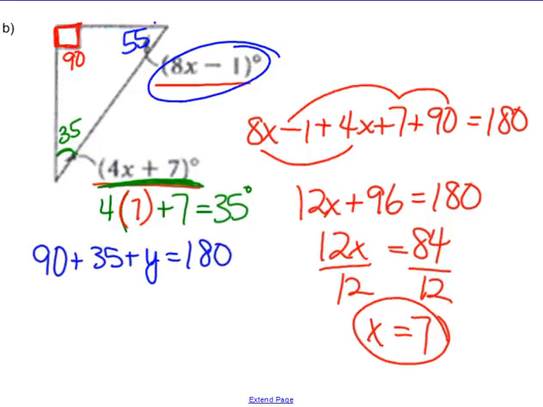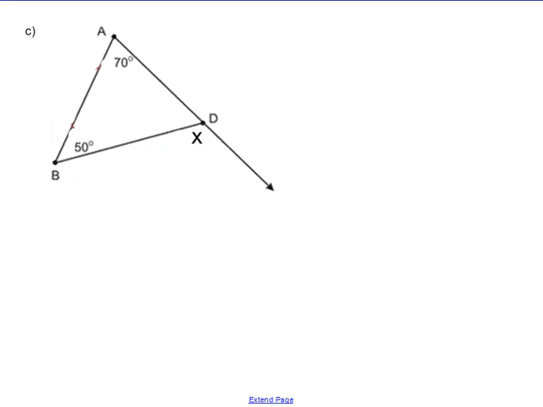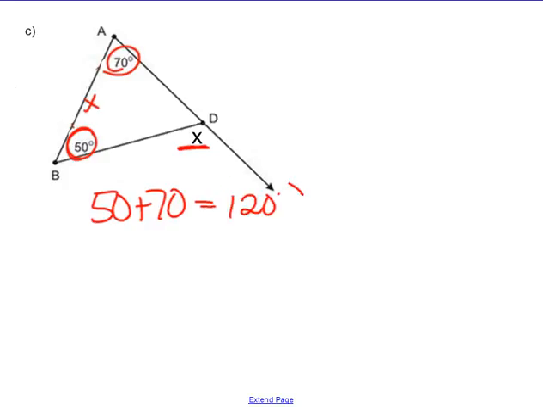All right, moving on. Now we have to figure out what x is on this one. Well, remember the remote interior angles add up to the exterior angle. So the remote interior angles are the same as x. So we add these guys up, 50 plus 70, and that's going to equal 120. So x equals 120.